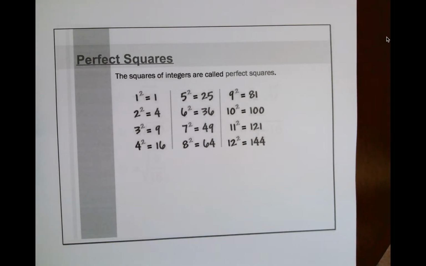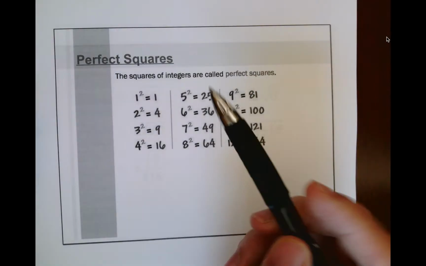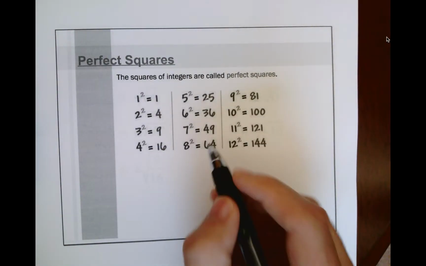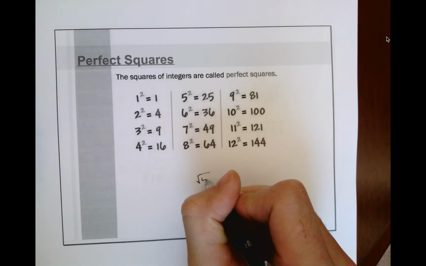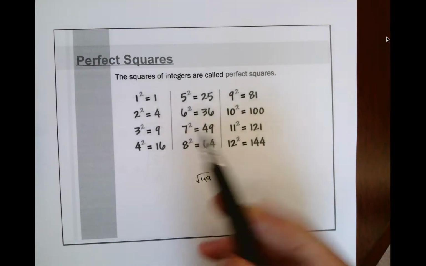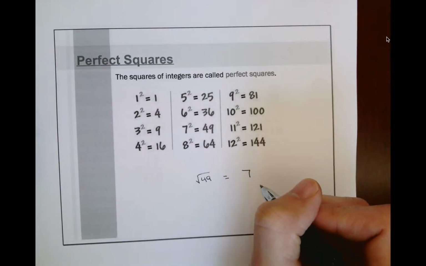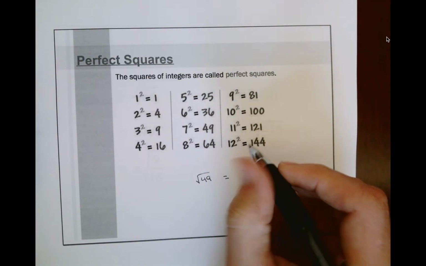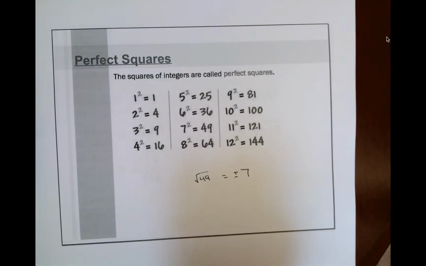Just understanding these perfect squares. You guys have used these before, but this is just for reference, okay? And understand what this means. If I said the square root of 49, what that means is what number times itself gives me 49. I know it's going to be 7, but now from what I learned on the last slide, I know it's also going to be negative 7. So I could say plus or minus 7.